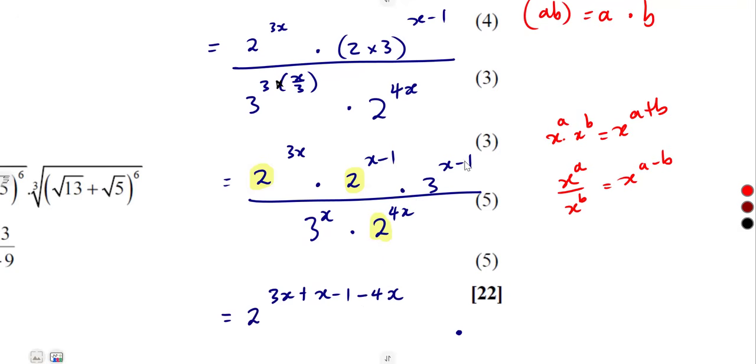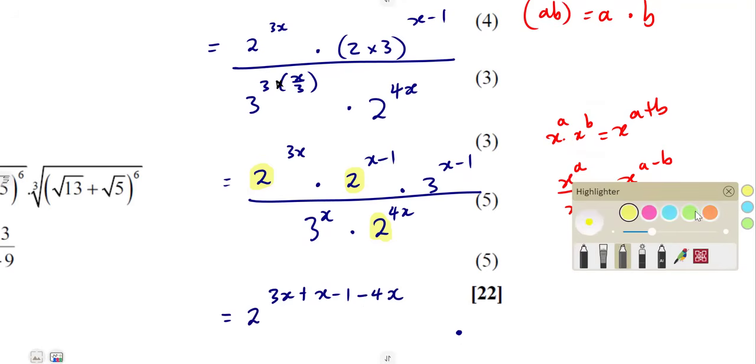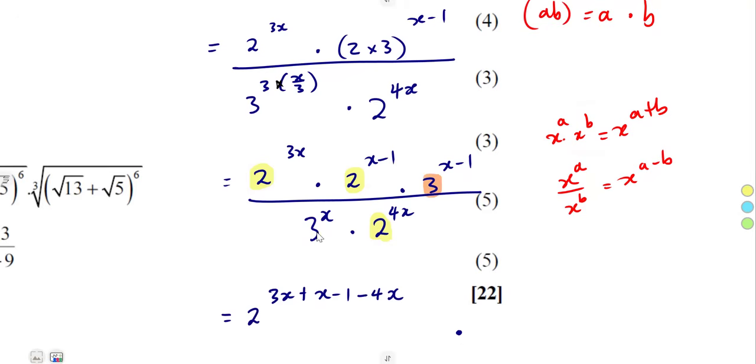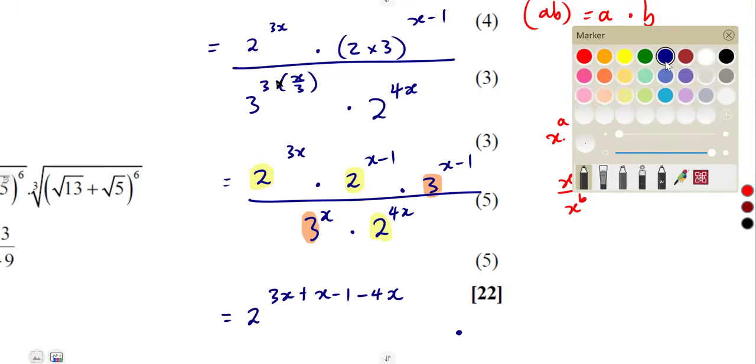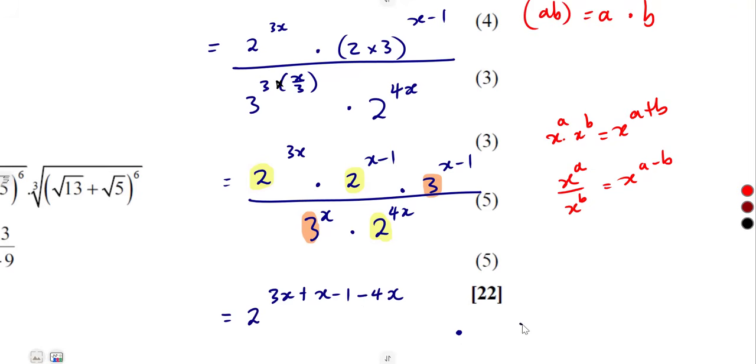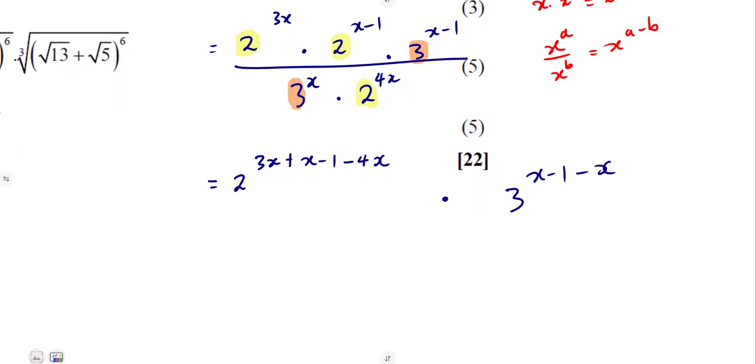The same thing on 3 as a base. There is a 3, and there is another one here. These are affected by what? A division. One is in the numerator, another one in the denominator. So you're going to subtract our exponents. So that's 3 to the exponent of x minus 1, then we subtract x. So this is where we are. We have used a law. There are laws there.